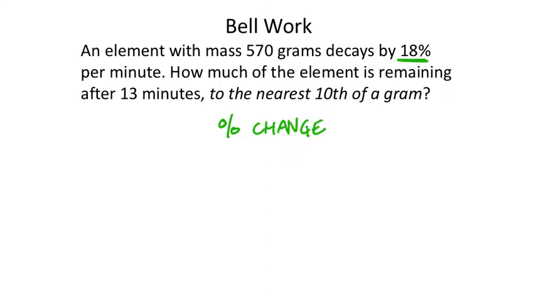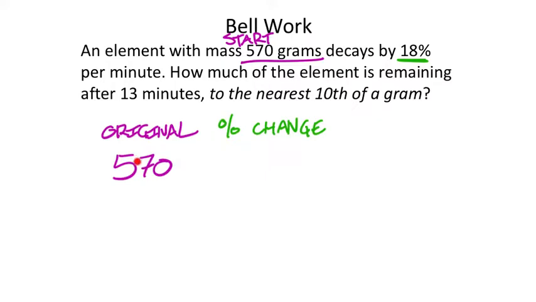Now, since we're looking at a percent of change, we need to take the original or starting value, which it says right here, an element with mass 570 grams. That tells us that we'll start with 570 grams, which means it's the original value, 570 grams right there.